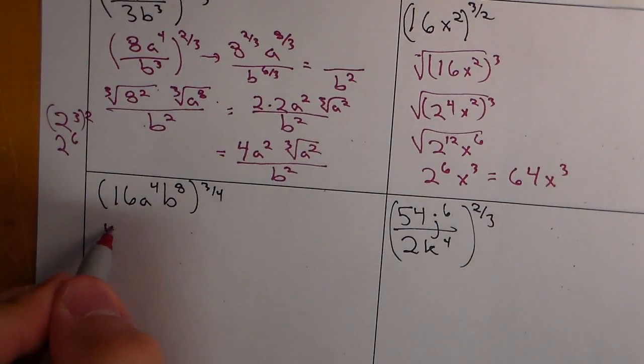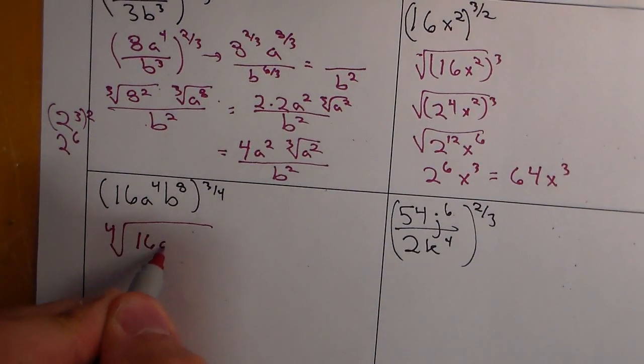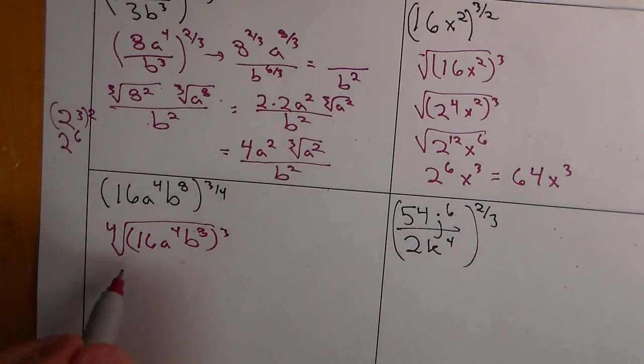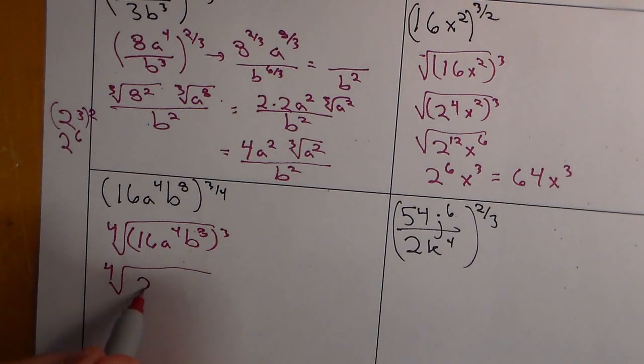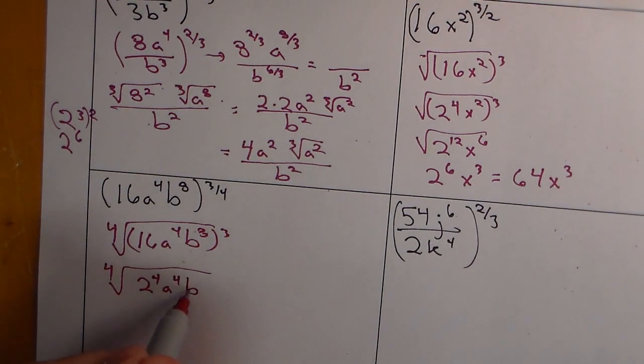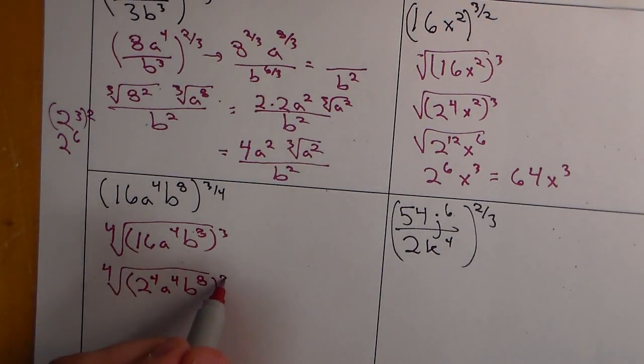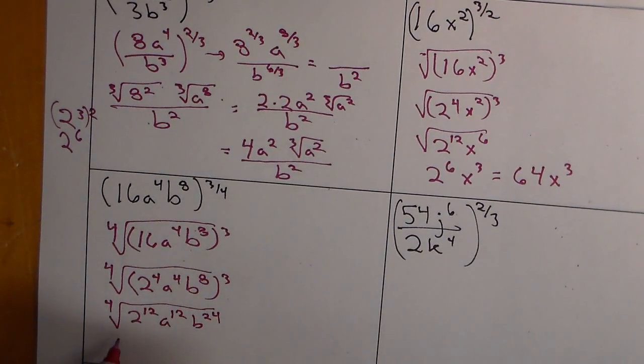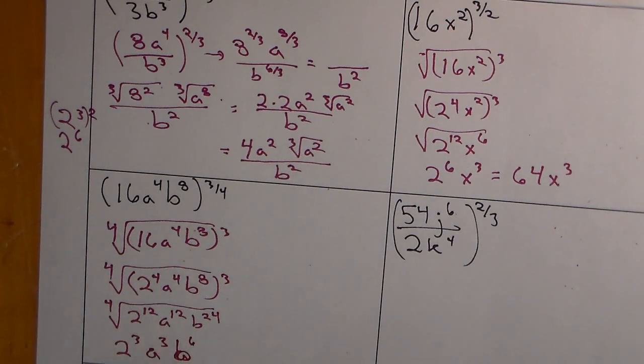Next problem, the 4th root of 16a to the 4th, b to the 8th, to the 3rd. Well, 16 is 2 to the 4th, so I'm going to change that. Then I'm going to do the power rule. I get 2 to the 12th, a to the 12th, b to the 24th. Inside the fourth root, that's going to take out 3 sets of the 2's. It's going to take out 3 sets of the a's, and it's going to take out 6 sets of b's.